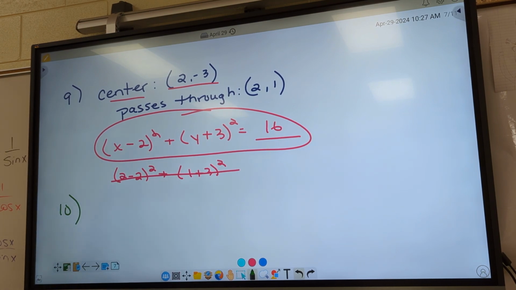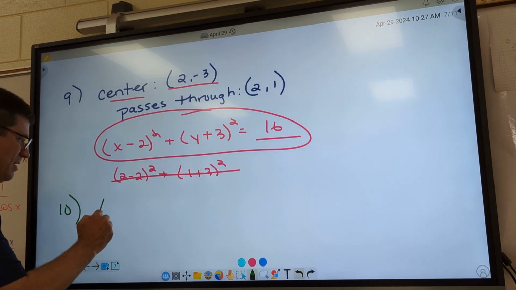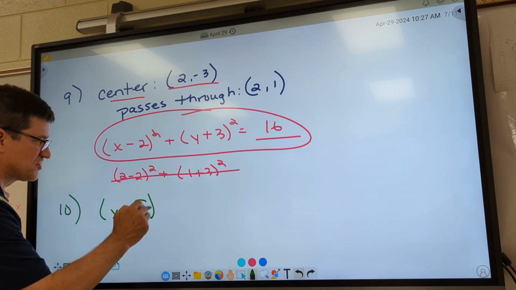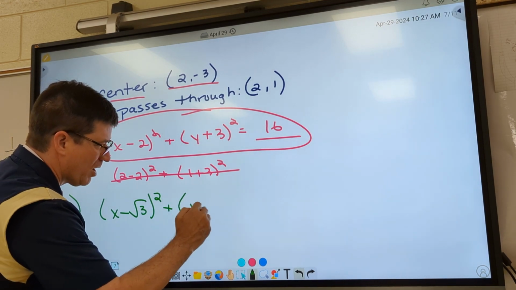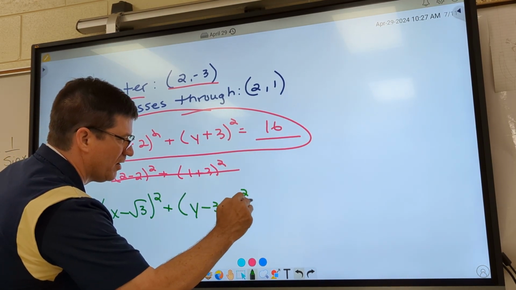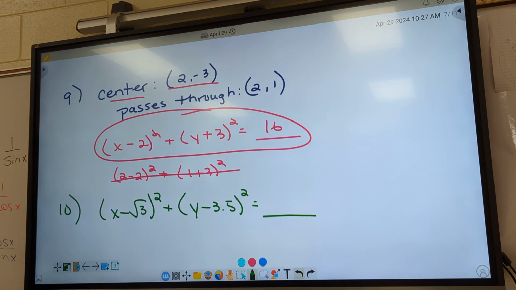Now, the next problem is the same thing. If it gives you the center, go ahead and start writing your answer. So we got x minus root 3 squared plus y minus 3.5 squared equals. See where I'm getting this from? X minus root 3 squared. Root 3 squared. Root 3. Plus y minus 3.5 squared.